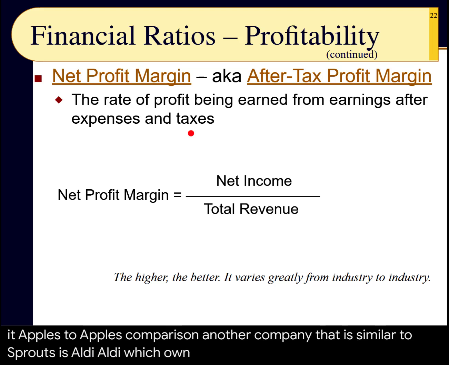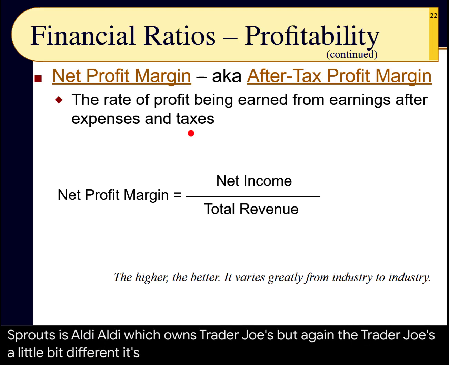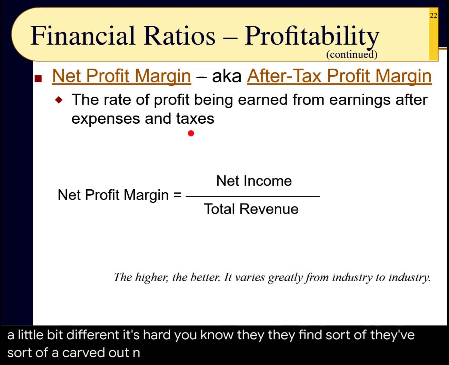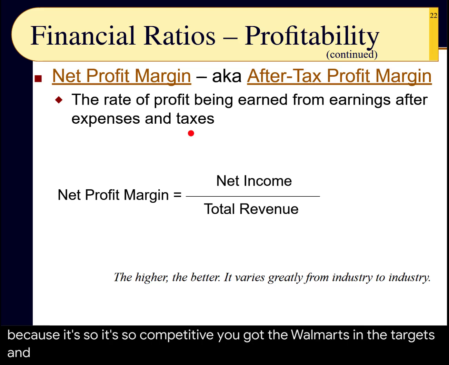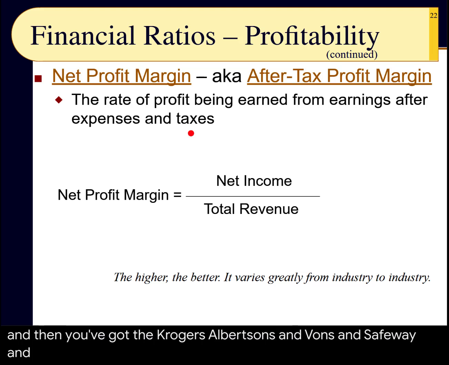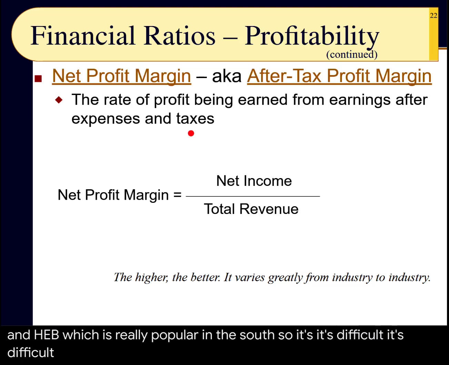Another company that is similar to Sprouts is Aldi, which owns Trader Joe's. But again, Trader Joe's is a little bit different. They've carved out niches for themselves in the grocery business because it's so competitive. You got the Walmarts and the Targets, and then you've got the Krogers, Albertsons, Vons, Safeway, and HEB, which is really popular in the South. So it's difficult to compare these.